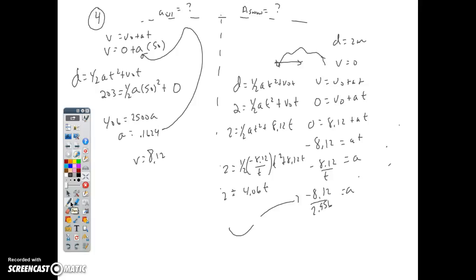All right, so let's try this again. 2 divided by 4.06. There's a reasonable amount of time. 0.493. So I take that, move it over here. Find the acceleration. About negative 16.5 meters per second squared.